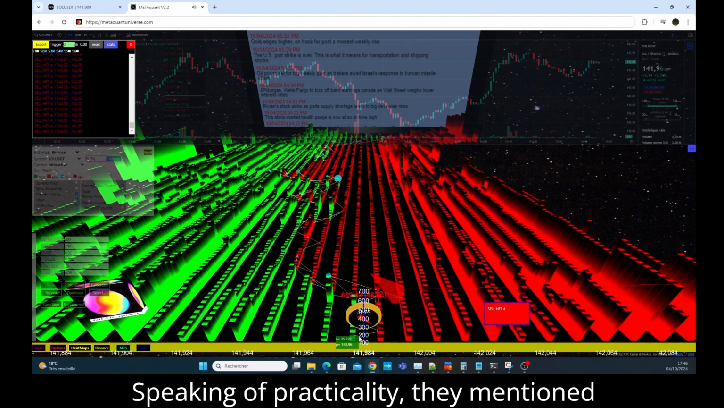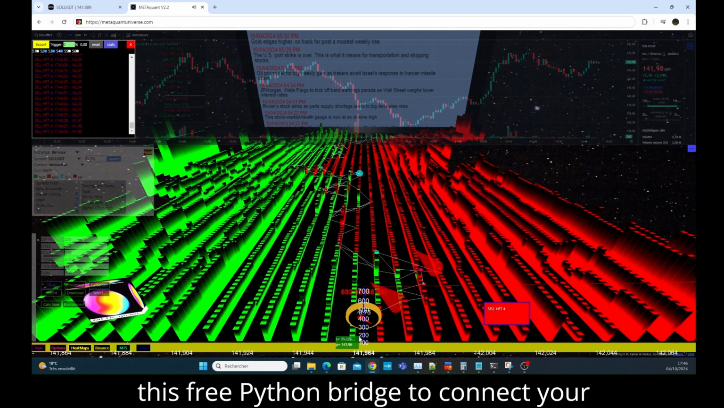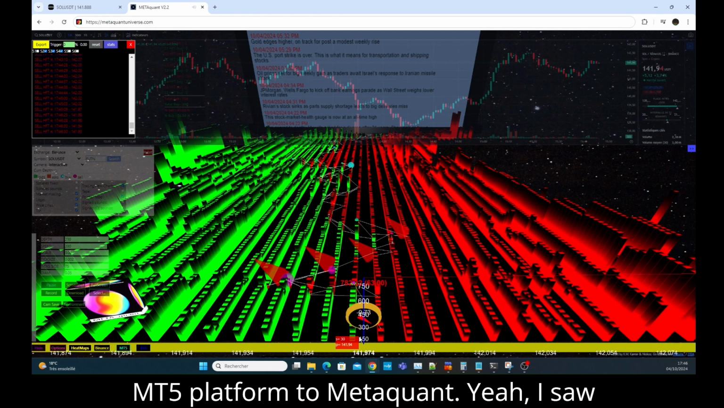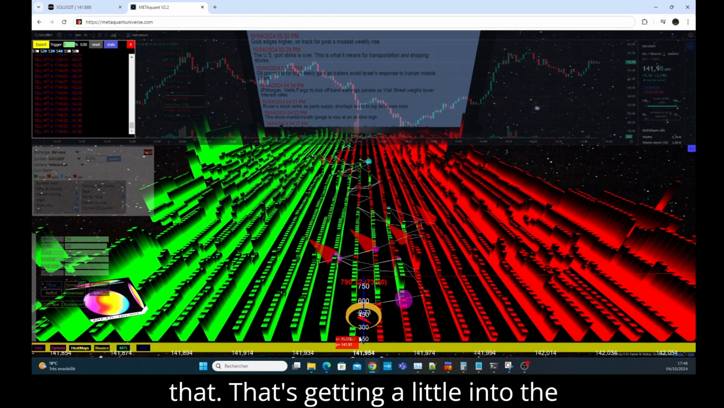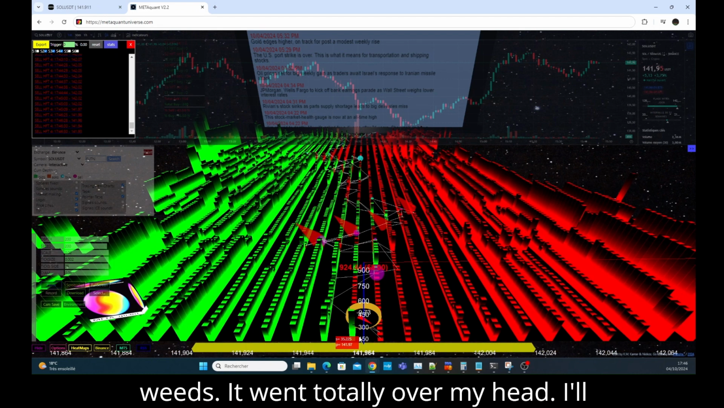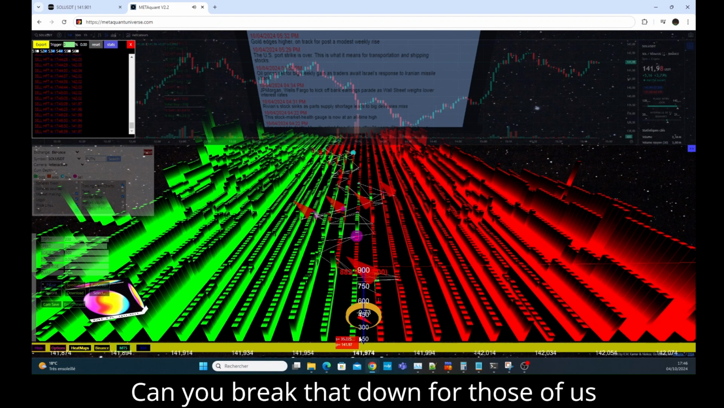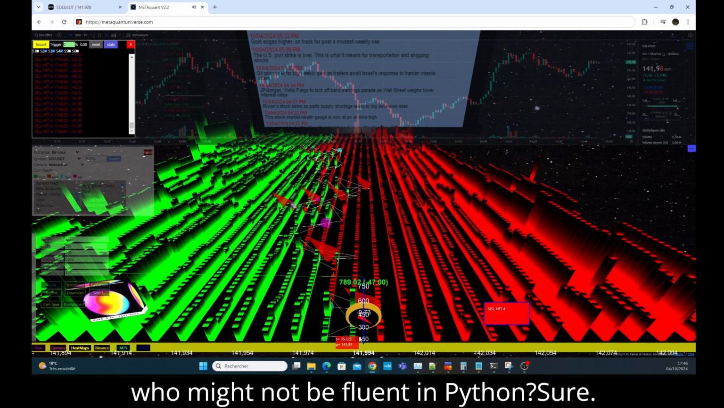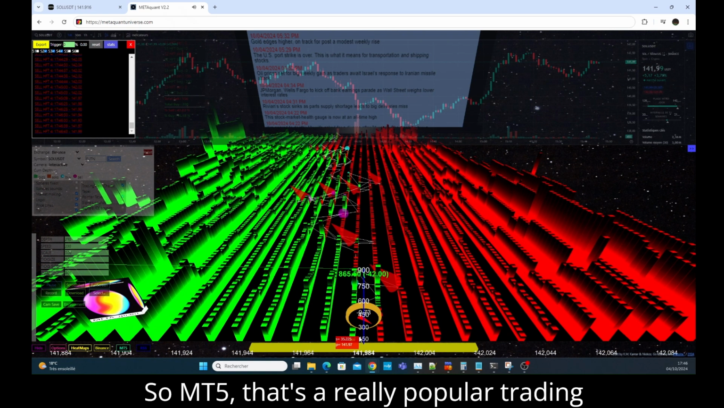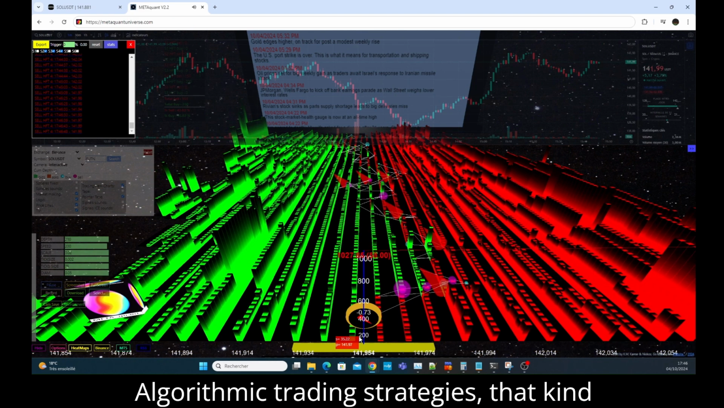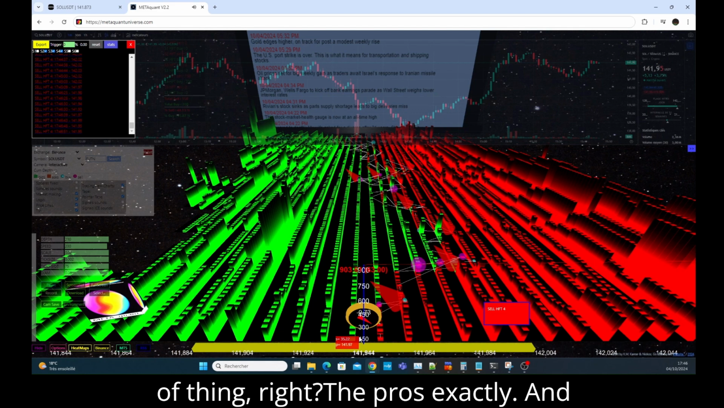100%. And speaking of practicality, they mentioned this free Python bridge to connect your MT5 platform to MetaQuant. Yeah, I saw that. That's getting a little into the weeds. It went totally over my head. I'll admit, I'm not exactly a coding wizard. Can you break that down for those of us who might not be fluent in Python? Sure. So MT5, that's a really popular trading platform, especially among more experienced traders, people who use algorithmic trading strategies, that kind of thing. Right, the pros.